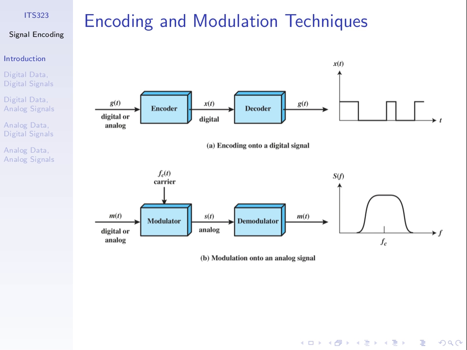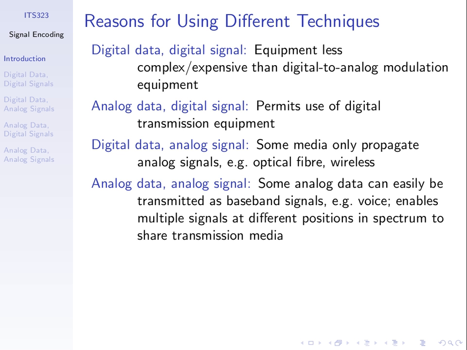So we have 4 combinations, remember. We've got either analog or digital data, and we need to send it as either an analog or digital signal. So we get 4 combinations of what we can use. We'll go through one of them, maybe the second one today. Just a quick comparison of the different options, the advantages and disadvantages.